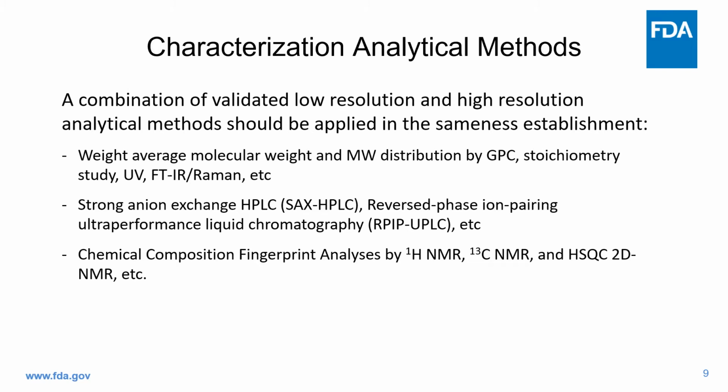The fingerprint profile of the saccharide chain should be investigated. The strong ion exchange HPLC and reverse phase ion pairing liquid chromatography are shown to be suitable in the analysis of such molecules. However, you are free to choose your own analytical methods as long as it shows enough resolution. Also, the chemical composition fingerprint analysis should be studied by proton NMR, carbon NMR, as well as suitable 2D NMR.